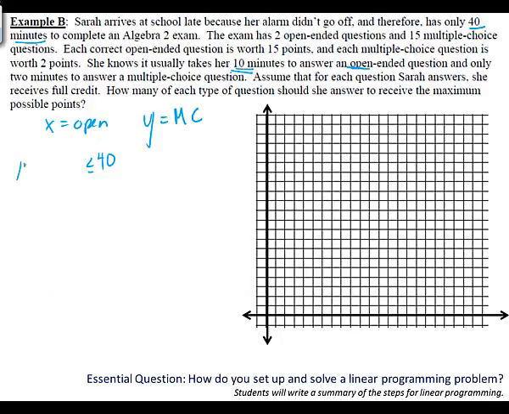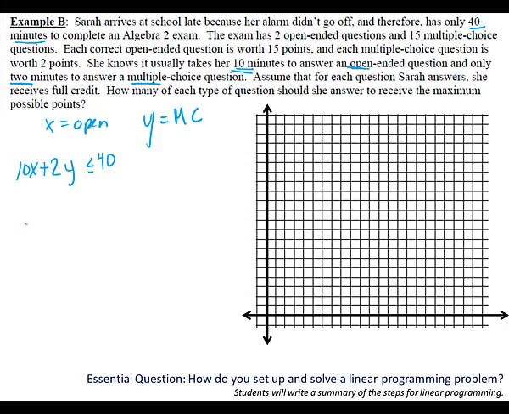Yeah. So I'm going to do 10x for the open-ended plus, what about the multiple choice? How long does it take her to do a multiple choice question? 2 minutes for a multiple choice, so 2y. Okay.